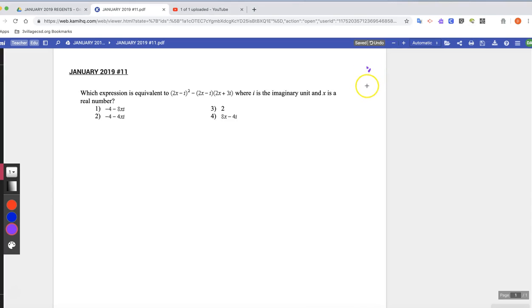Hello, and welcome to my video on the January 2019 Algebra 2 Regents, question number 11. In this question, we are asked which expression is equivalent to this entire expression that has the imaginary number i in there, and we're told where i is the imaginary unit, and x is a real number.